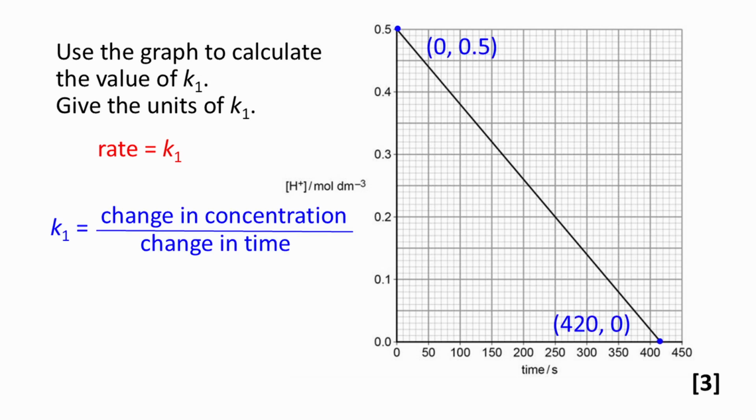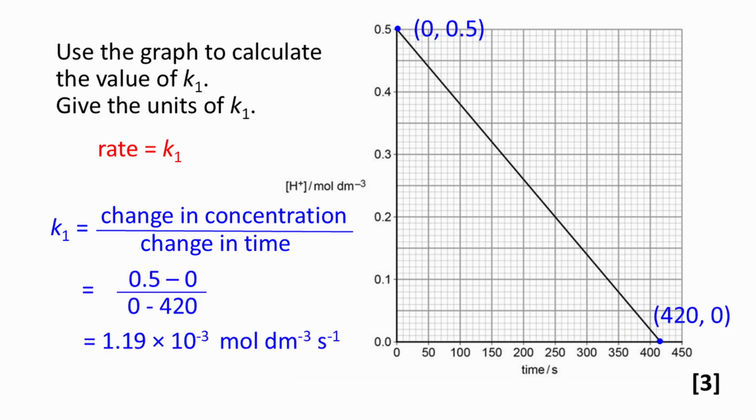Rate is equal to change in concentration divided by change in time, and since rate is equal to K1, then K1 is equal to change in concentration divided by change in time. To find K1, we need to calculate the gradients. It is a very good idea to annotate graphs clearly, mark the points that you will use to calculate the gradients and give their coordinates too. K1 works out to be 1.19 times 10 to the minus 3. We have divided concentration by time, so units are moles per decimeter cubed per second.